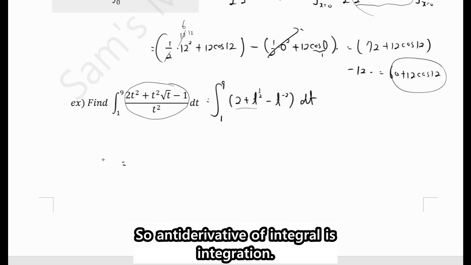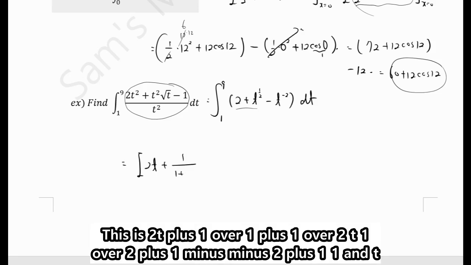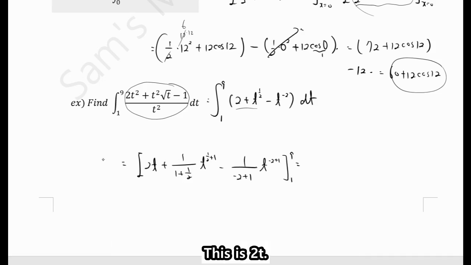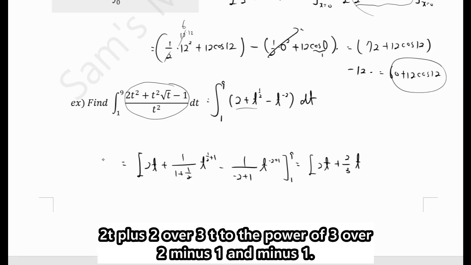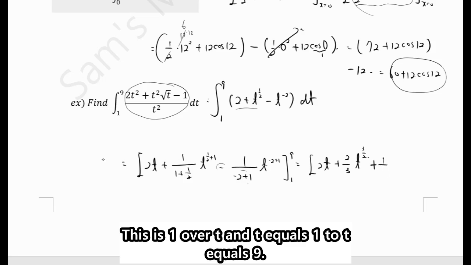So the antiderivative of the integrand is 2t plus 1 over (1 over 2 plus 1) t to the power of 1 over 2 plus 1, minus t to the power of minus 2 plus 1 over minus 2 plus 1, from t equals 1 to 9. This is 2t plus 2 over 3 t to the power of 3 over 2, plus t to the power of minus 1, which is 1 over t, from t equals 1 to t equals 9.